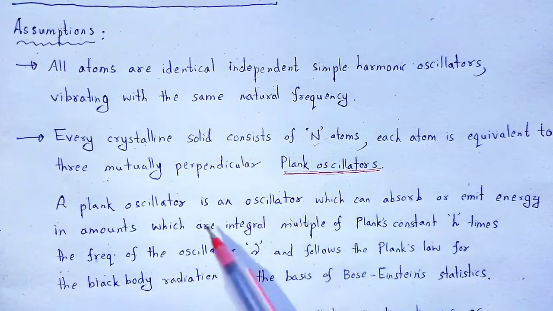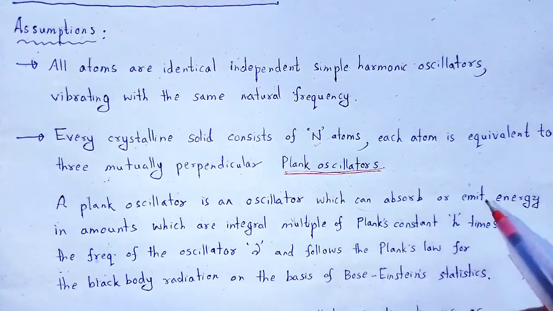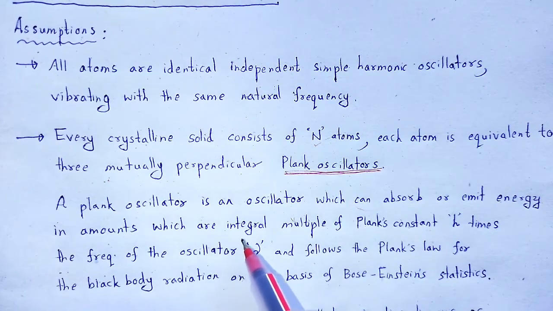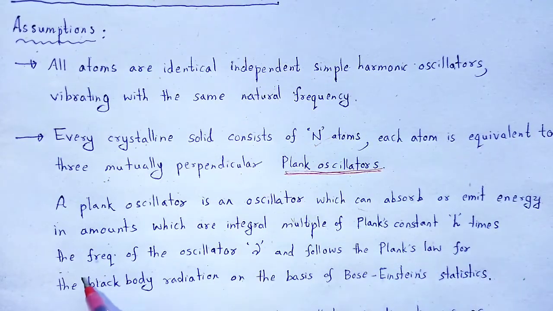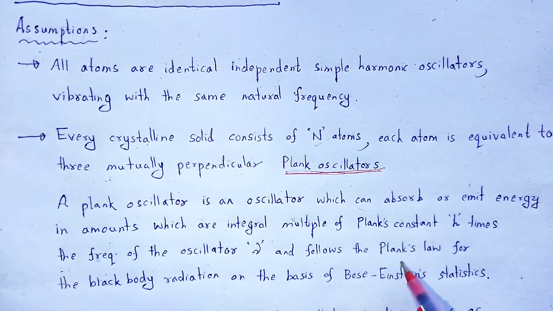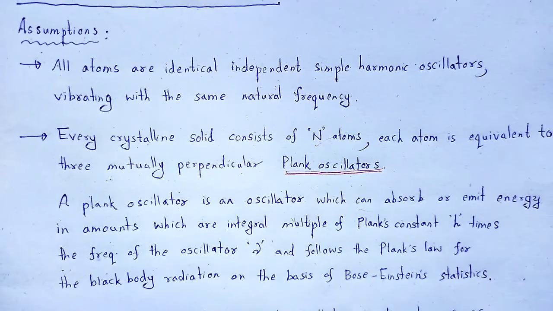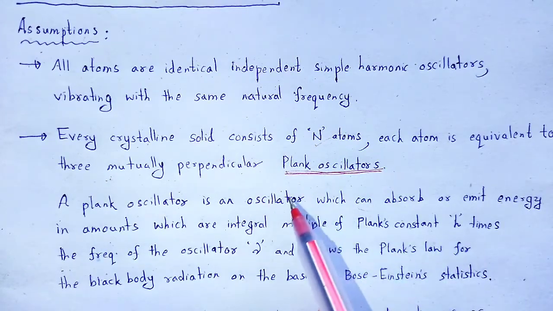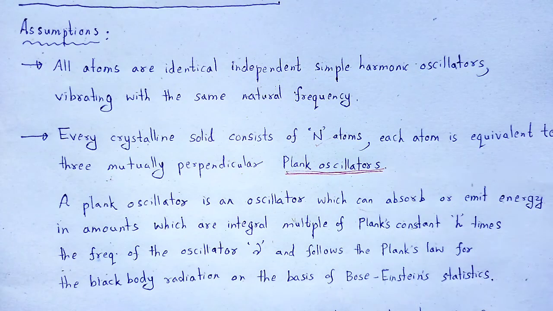What is a Planck oscillator? A Planck oscillator is an oscillator which can absorb or emit energy only in certain amounts. What amount? That amount is an integral multiple of the Planck constant times the frequency of the oscillator, frequency nu, and it follows Planck's law for blackbody radiation on the basis of Bose-Einstein statistics. Here we use the Planck oscillator, which is a quantum oscillator.